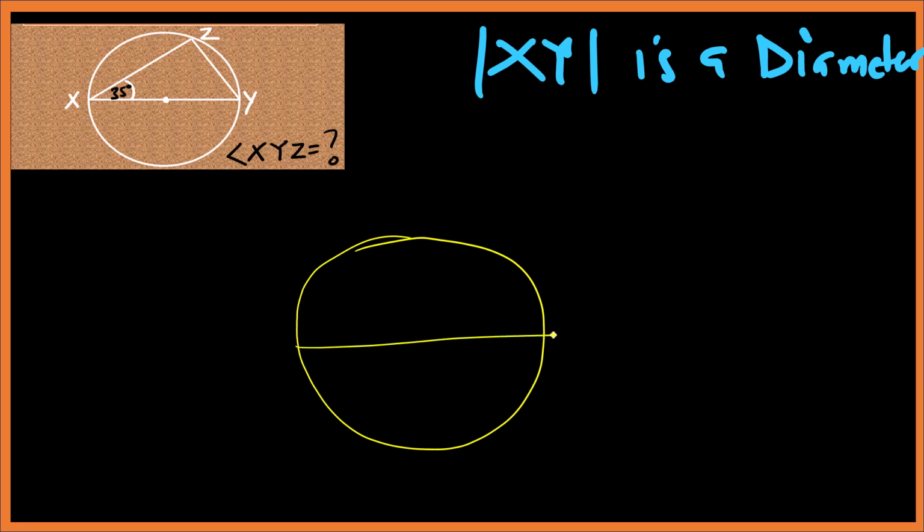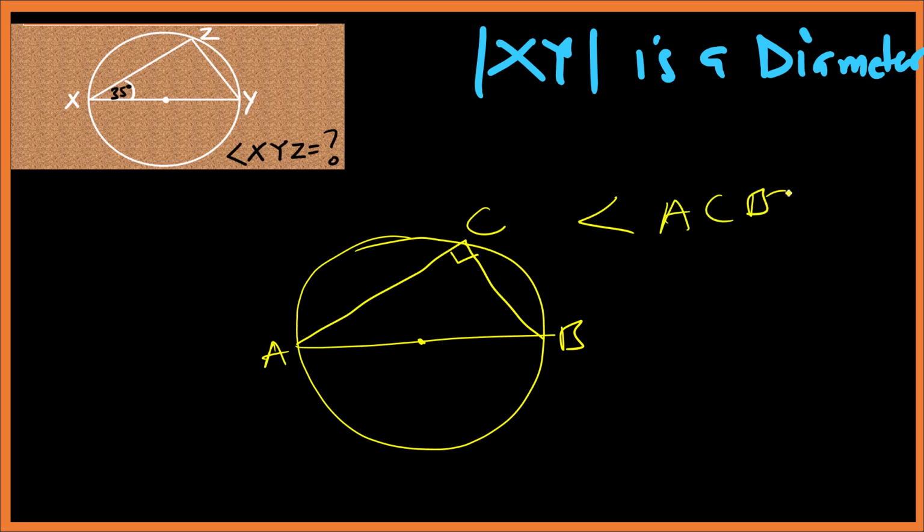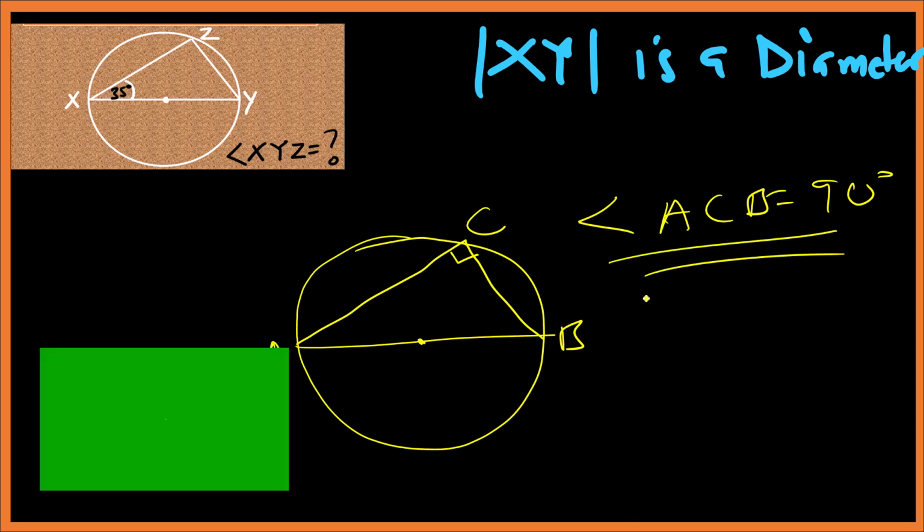So if I do this and I say AB is a diameter, it means the angle that subtends the circumference here forms 90 degrees. So angle ACB is equal to 90 degrees. Now, knowing this condition will help us solve this question.